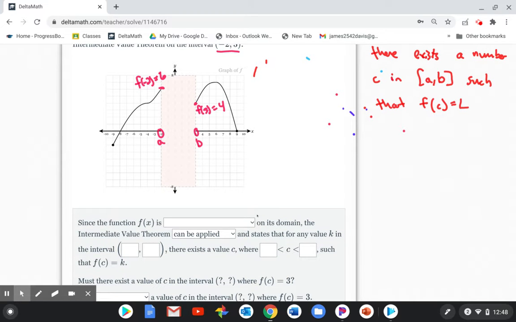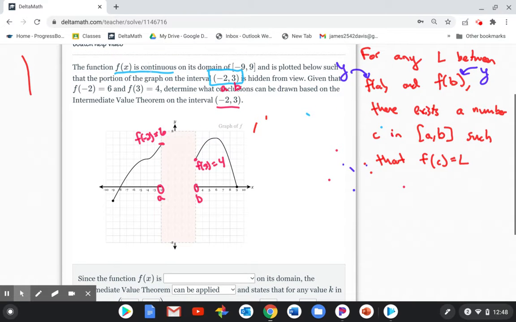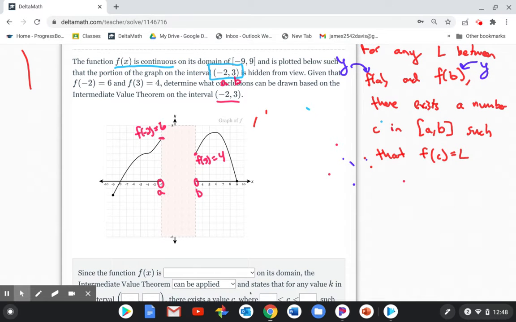First thing we have to determine is if the IVT actually applies. Since the function is continuous, and in all these problems it will either just skip that or it will say continuous, or I guess it could say not continuous as well. But since this function is continuous on its domain, the intermediate value theorem can be applied. Right, we can apply it because it is continuous.